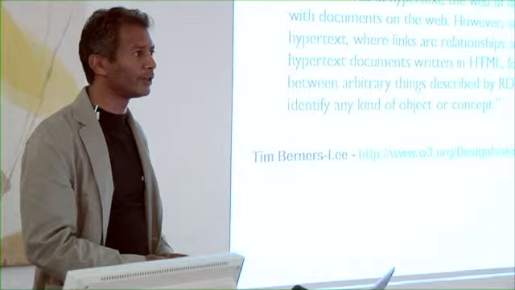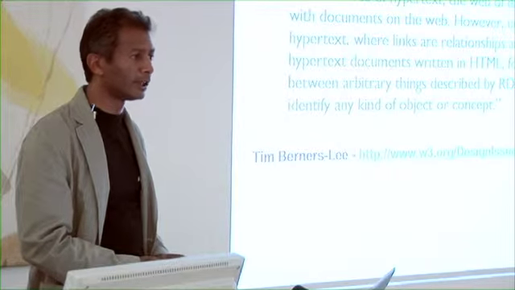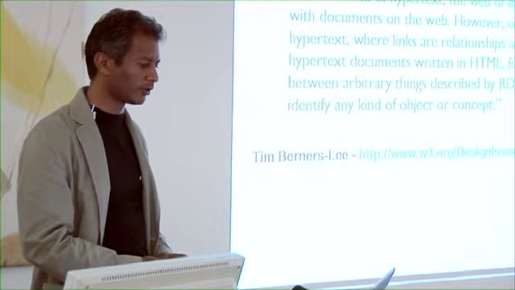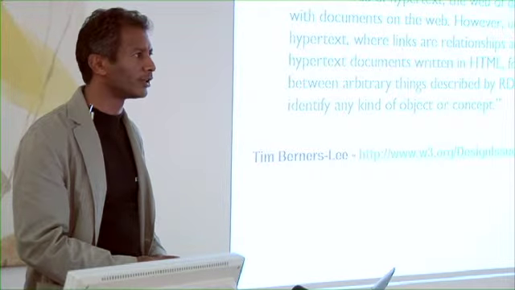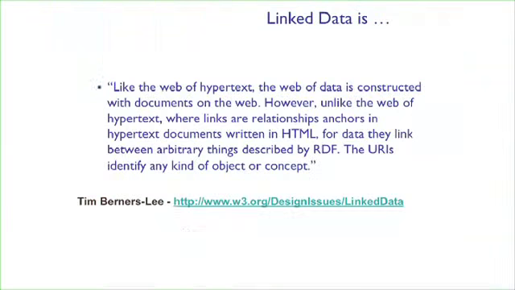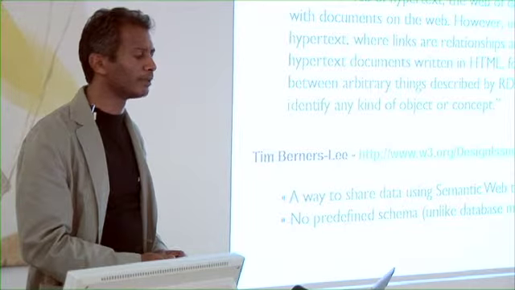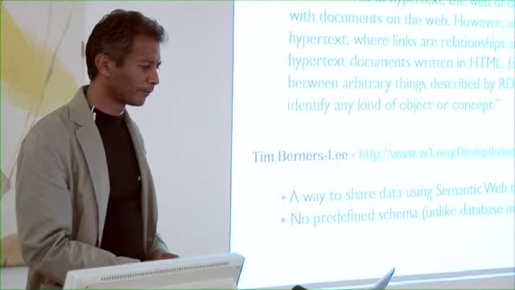So we have relationships between items of data, and these data may represent anything. They may represent a cat or a dog or a person or an organization or a disease. So linked data is a way of sharing data at a global scale using semantic web technology. And one of the key things is that there's no predefined schema like you would have in a database or a spreadsheet. So linked data is based on 4 very simple principles.